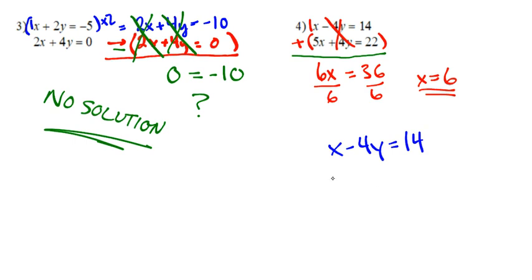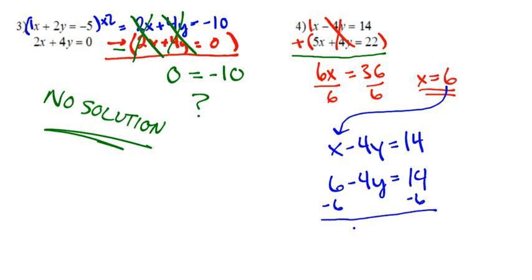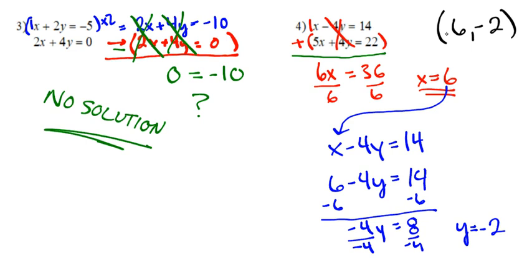I chose the first one. And we are going to plug in that 6 for x. We're substituting, essentially. And we're going to solve for y. So subtract 6 from both sides. Negative 4y is equal to 8. And we divide by negative 4. We get y is negative 2. And so the solution, the final answer, is that ordered pair, 6, negative 2.